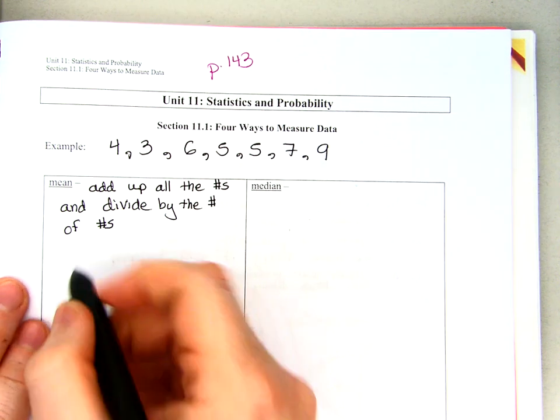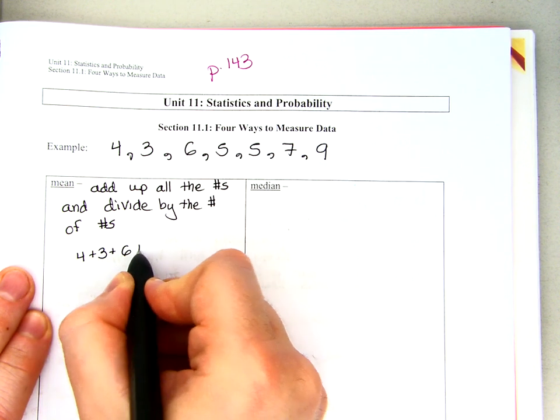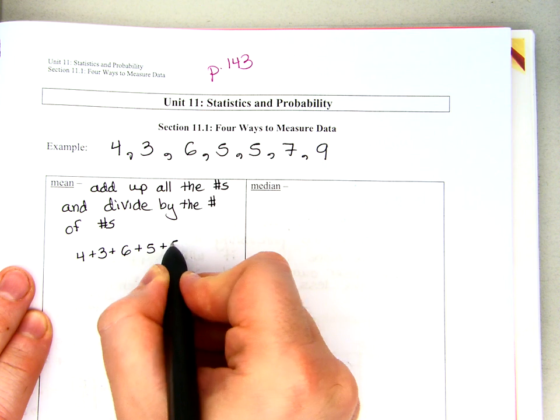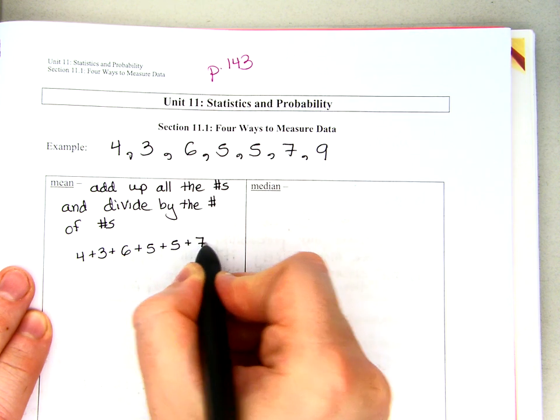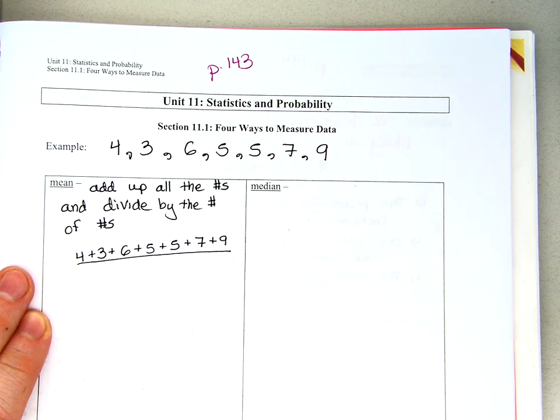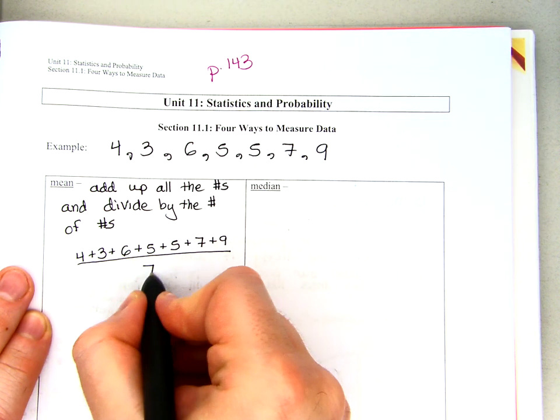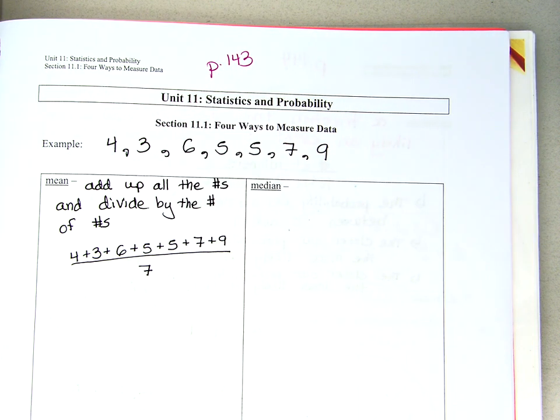In this case, I'm going to do 4 plus 3 plus 6 plus 5 plus 5 plus 7 plus 9. And I'm going to divide by 1, 2, 3, 4, 5, 6, 7. I'm going to divide by 7 because there are 7 numbers. You do need calculators for this. If you need to push pause and get calculators out, please do that. But then I need you adding up all those numbers.